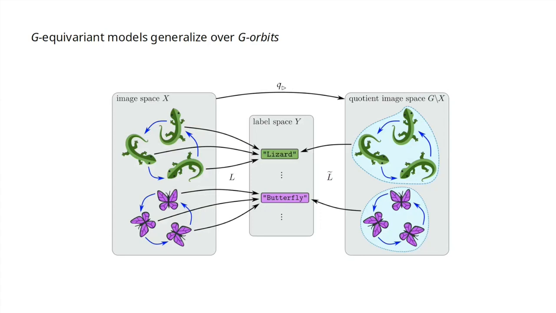And I show this slide from yesterday again. So if you have an equivariant architecture, or this would be an invariant architecture, then what you get is that you are guaranteed to classify whole orbits in your image space as the same class. And this simplifies your learning problem.